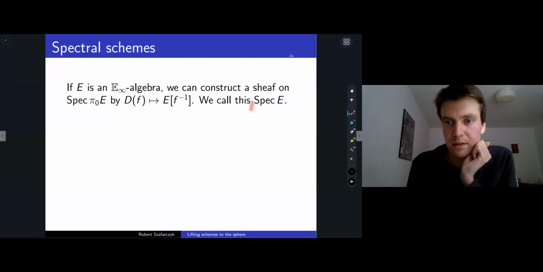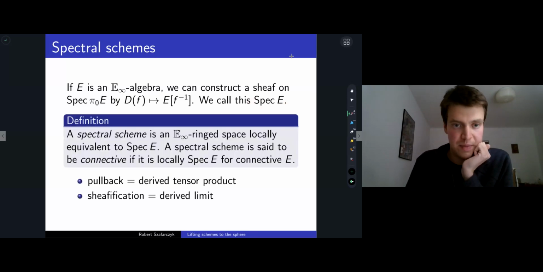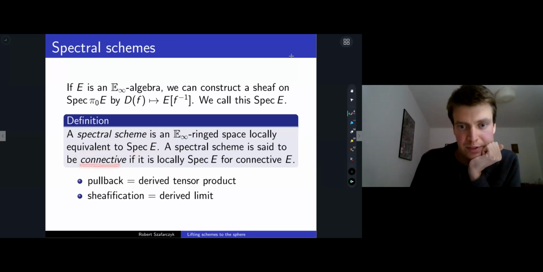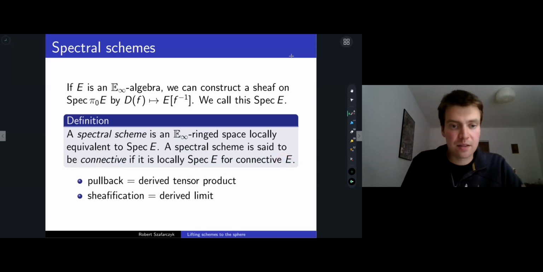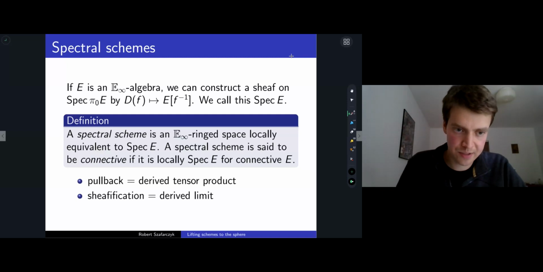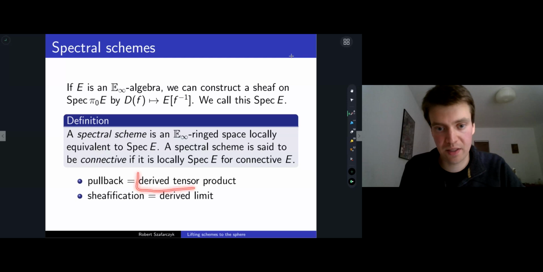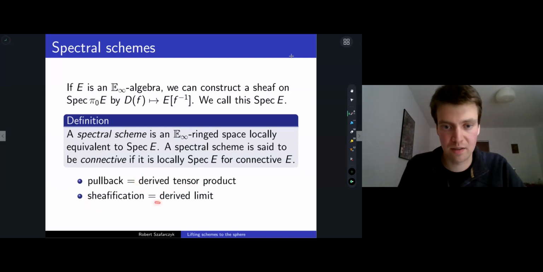And we call this the spectrum of E. And then a spectral scheme is, well, a ringed E-infinity ringed space locally equivalent to spec E. And well, we say it's connective if those local pieces are for connective E-infinity algebras. So the main difference between spectral algebraic geometry and algebraic geometry, at least for our purposes, is that pullbacks are computed not as tensor products, but as derived tensor products, and sheafification as well as a derived limit.